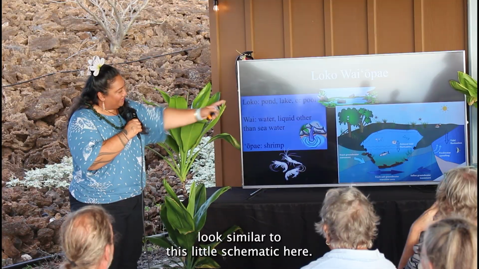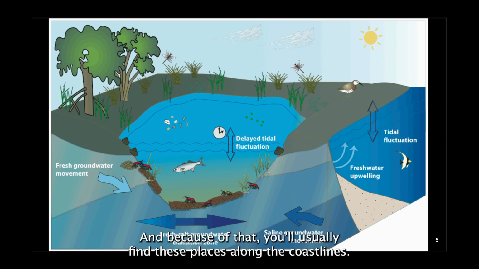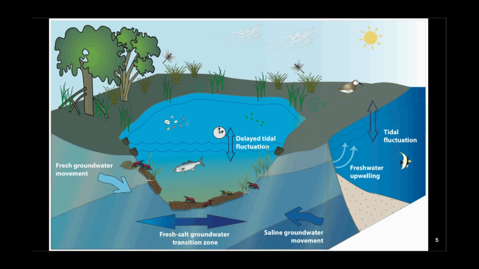Typically, loko wai'pae look similar to this little schematic here, where they're 100% fed by groundwater. What that means is that there are no surface connections to any bodies of water. It doesn't connect to any streams. There's no connection on the surface to the ocean, but it is brackish water. So all of the water it gets is from the ground. And because of that, you'll usually find these places along the coastlines. And they are tidally influenced because they are on the coast and they are influenced by the seawater. But some are way more tidally influenced than others.